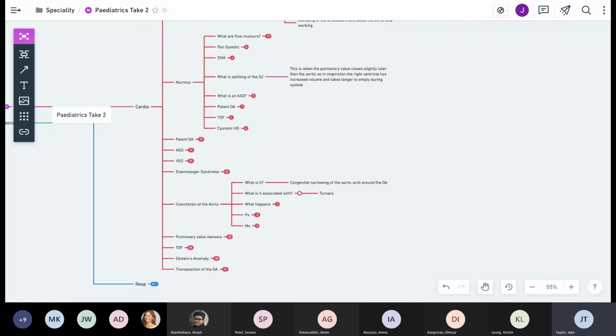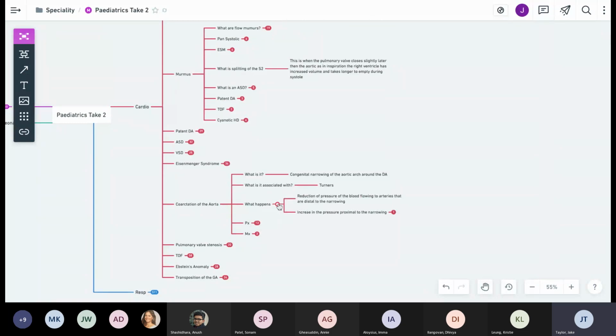Yeah, Turner syndrome. Very good. So Turner syndrome is classically associated with coarctation of the aorta, but also VSD. But the one that is classic is Turner syndrome here. So what happens? There is a reduction of pressure of blood flowing to the arteries that are distal to the narrowing, but there's an increase in pressure proximal to the narrowing. So the first three branches.